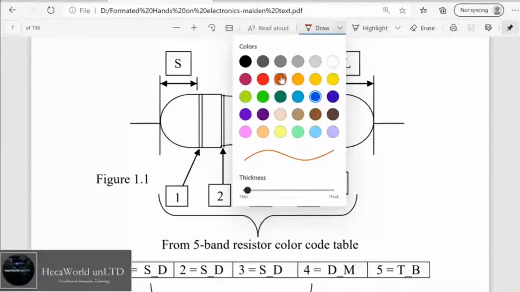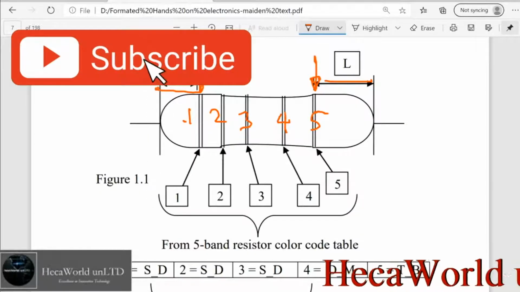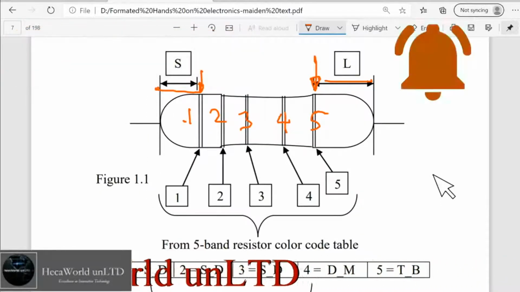So what I showed you on the screen a moment ago is represented here. This short end determines the beginning of the resistor color codes, and then the long end determines the end of the same. So in this resistor, we have 5 bands: 1, 2, 3, 4, 5. We'll be referring to them as the resistor bands. So when we say bands, we're referring to these bands across the resistor.